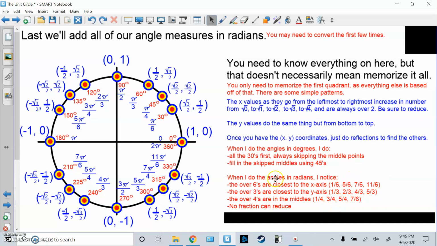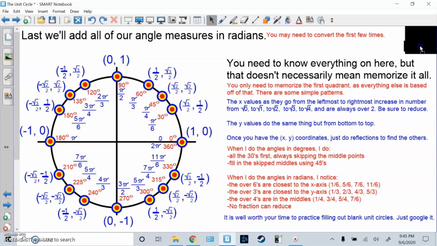The 3s are closest to the y-axis. So here they are, this point, and then this point, this point. Then the 4s are always in the middle. Alright, no fraction can reduce. So you should be able to recognize that. And then it's well worth your time to practice filling out blank unit circles. Just Google it and fill it out.